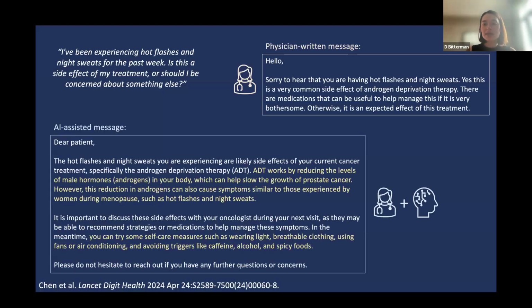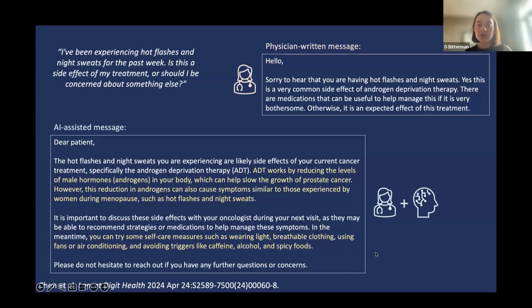Here's the AI-assisted message. So this is a message that was drafted by GPT-4, the language model, and then edited by the oncologist. And you can see it's much longer, but I've highlighted areas where it includes a lot of new educational content that a busy physician really would never have time to write. So it goes into the mechanism of action of ADT and why it causes hot flashes and night sweats. And it also gives some recommendations for how to manage at home.